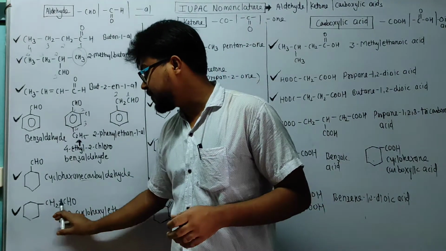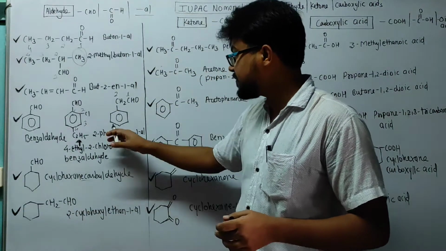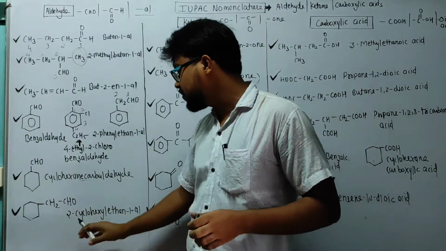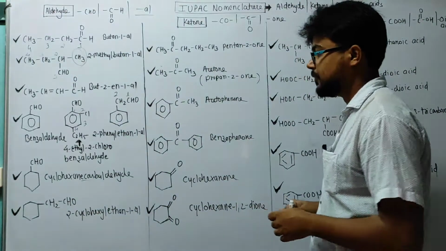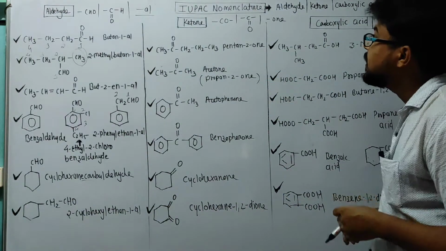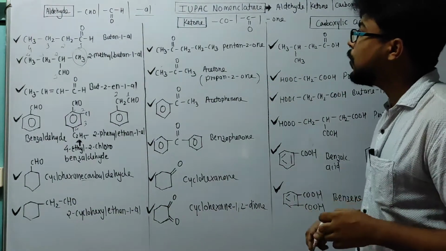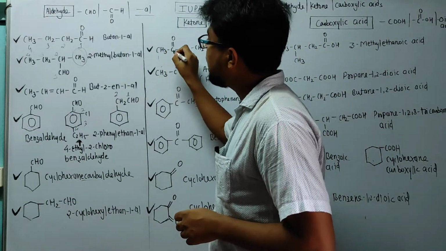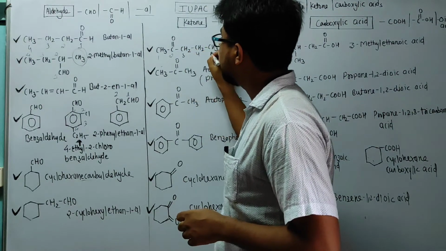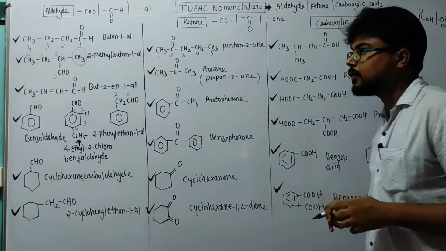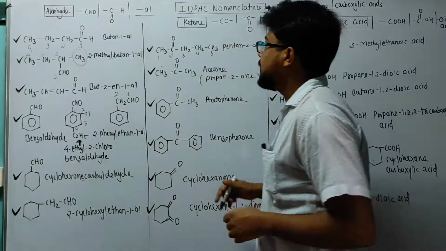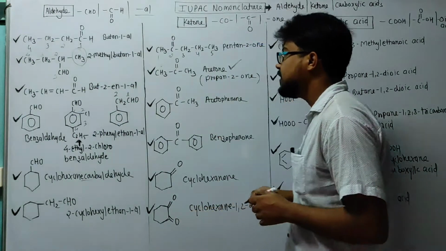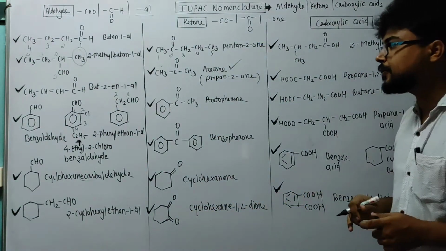Next, the CHO group is not directly connected. So same as we did in the case of 2 phenylethane 1 al, it will be 2 cyclohexyl ethane 1 al. Now move towards ketone. Ketone CO, suffix as on. So as per the rule I will start my numbering 1, 2, 3, 4, 5, pentane 2 on. Okay, and if something like CH3COCH3, a very common example in organic chemistry, acetone, also known as propane 2 on.